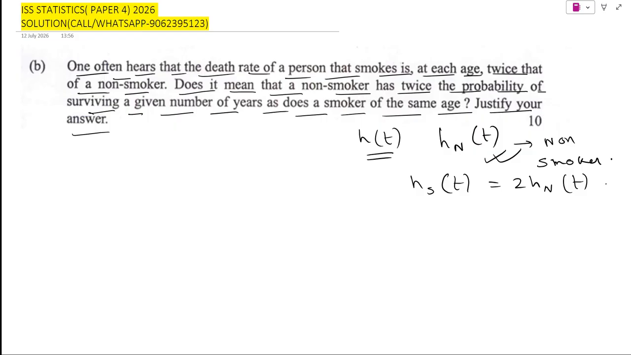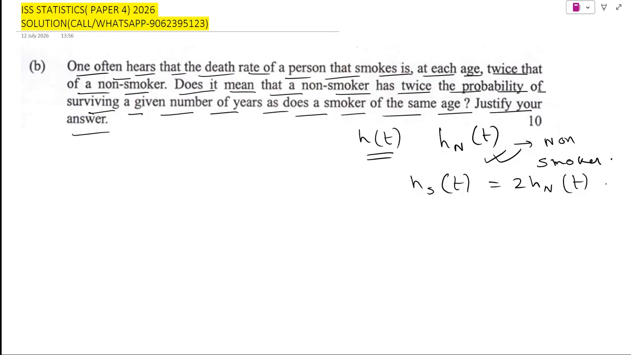So this simply means at every instant of time, the smoker faces twice the instantaneous risk of dying compared to the non-smoker. Now notice the wording carefully. It talks about the instantaneous risk, not the survival probability. So this is one of the biggest conceptual traps in statistics. Students often think twice the death rate means half the survival probability. This is incorrect. Hazard rate and survival probability are related, but they are not directly proportional.